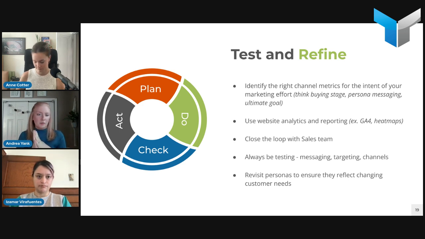Use your website analytics and reporting. So that could be GA4, that could be heat maps, to see if the page that you're bringing them into is really what they're looking for. If they're coming to the page, clicking nothing on that page and navigating to a different page, I think you've missed the mark. Whatever your messaging was isn't relating back to what they're seeing on the actual page. You're not giving them what they're looking for at that stage. So try again. Definitely close the loop with the sales team. If you've gotten them through to the quoting stage, did they have enough information when they asked for that quote?